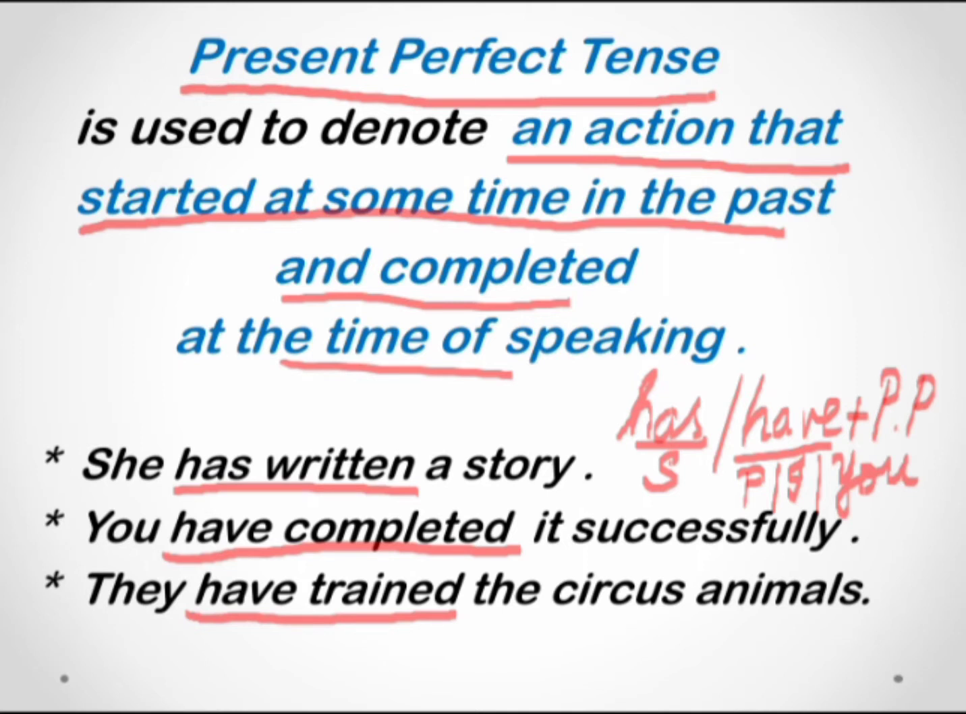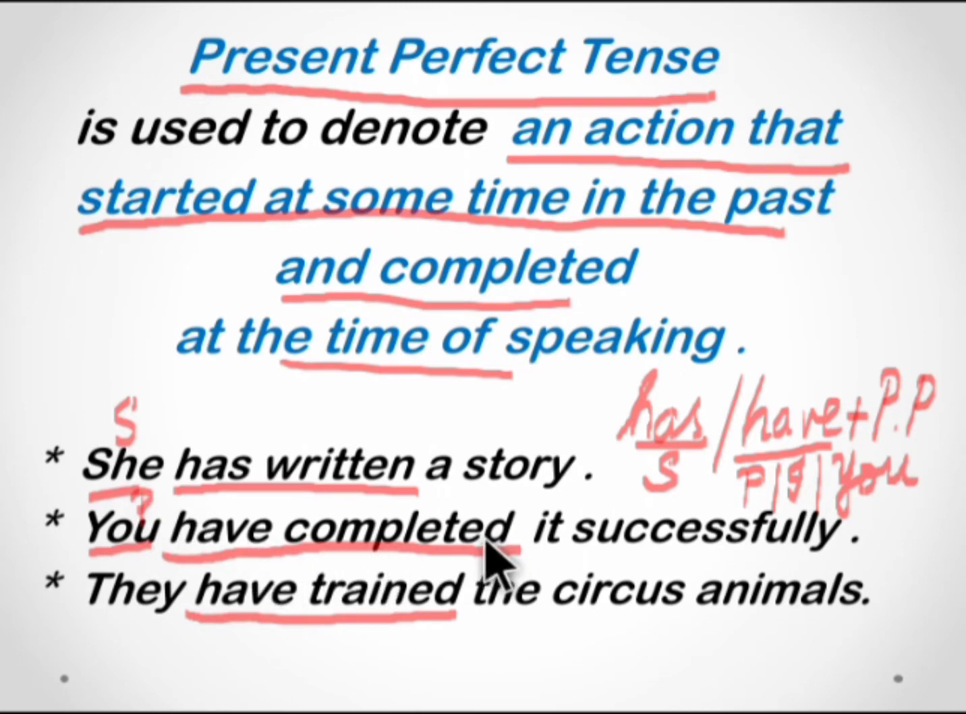Has is used for singular, as I already told, and have is used for plural. So she has written: she is singular and so we use has. And write is the main verb. The past participle of write is written. This is an irregular verb. Here, you have completed. You is a plural subject and so have is used. And completed is a regular verb.